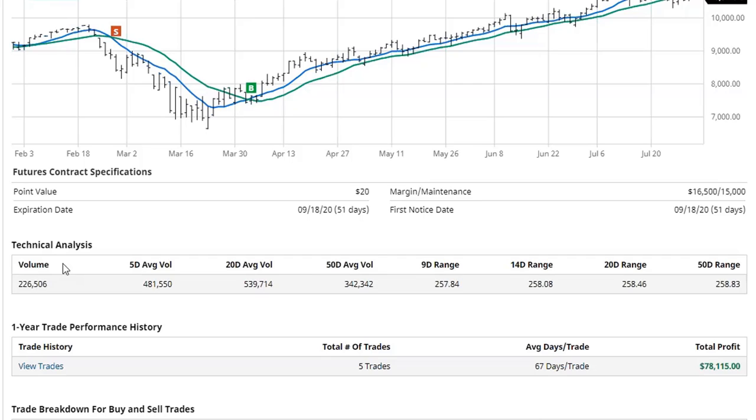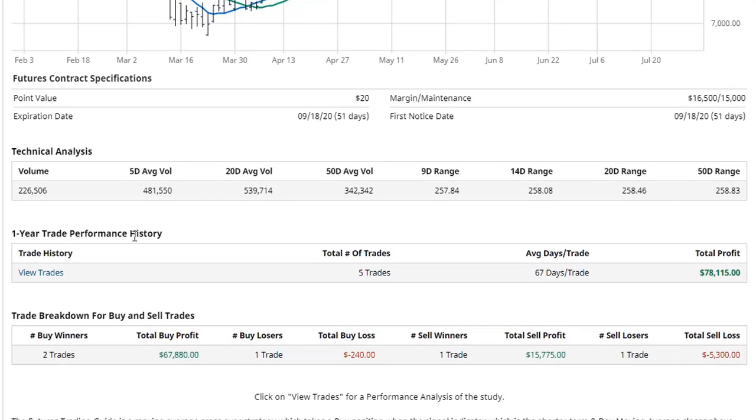Some technical analysis will be available to you as well: the volume that is in it, what our average daily volume is, what our average trading range is, 9-day, 14 days. These are technical analysis some of you might be familiar with. Down here, we see a 1-year performance history.